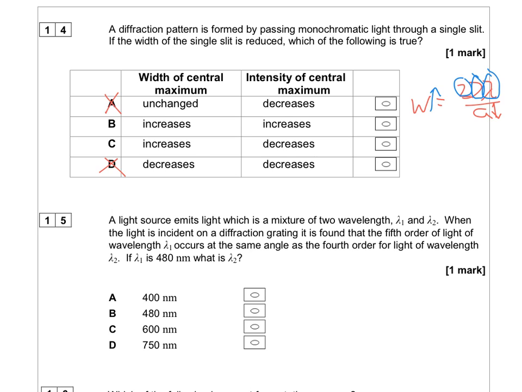And so we've got left with B and C, which describe the correct thing. And the intensity, well, if you think about it, if you narrow the slit, you're going to reduce the number of photons that can pass through. So you're going to decrease essentially the intensity of the central one, because fewer photons can get through. So that gives you C.